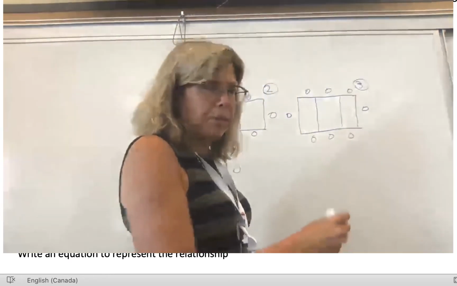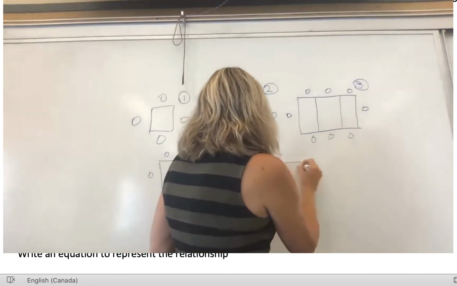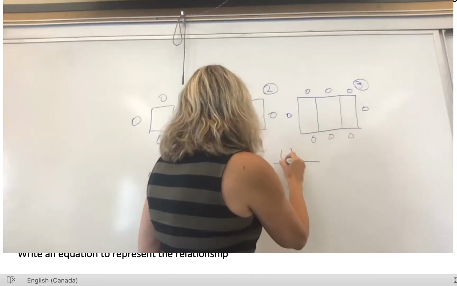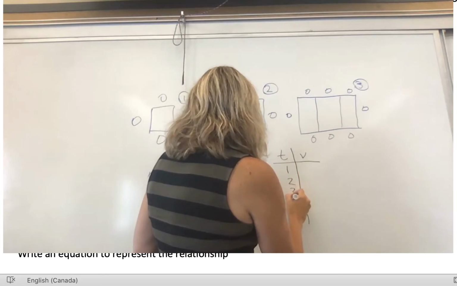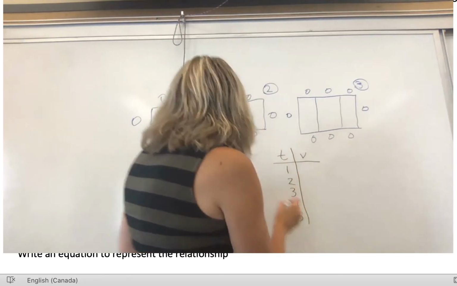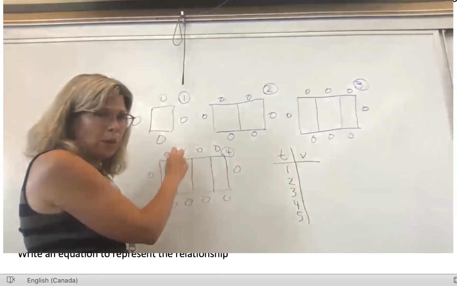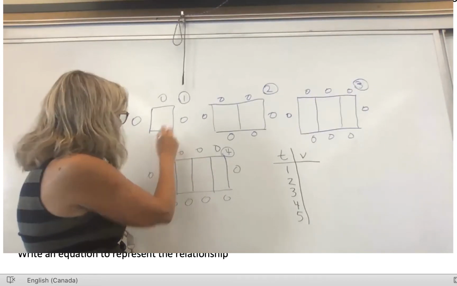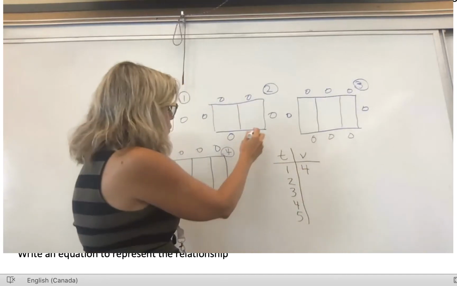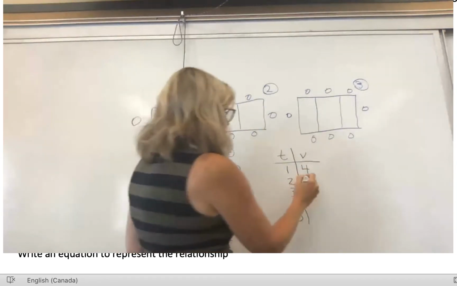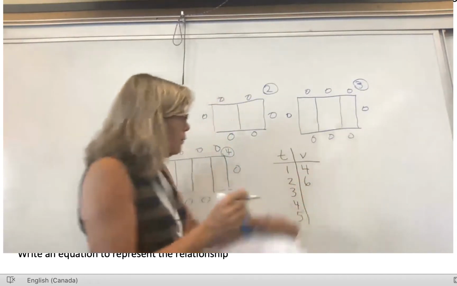So if we had a table of values for this, we would have the term and the value. For term 1, table 1 had just 4 seats on it. So the value is 4. And table 2 had 6 seats on it. And table 3 had 8.